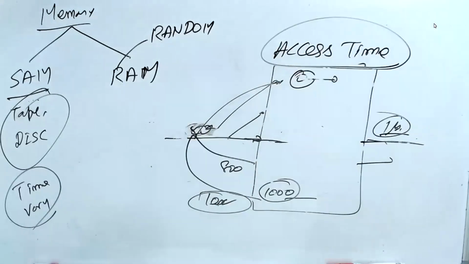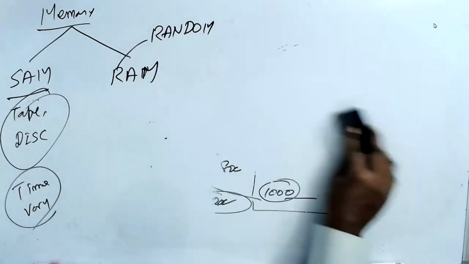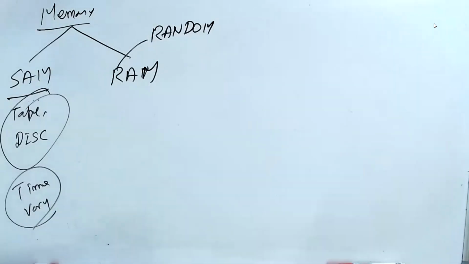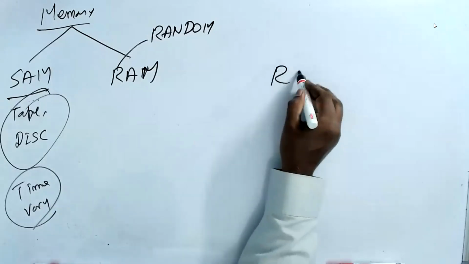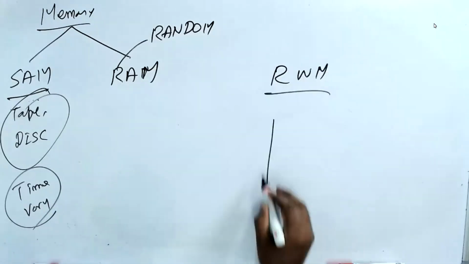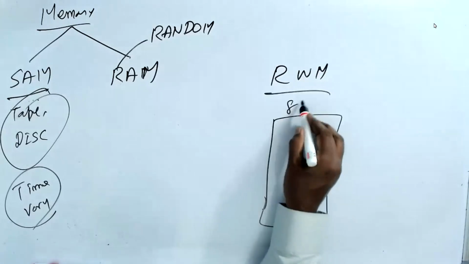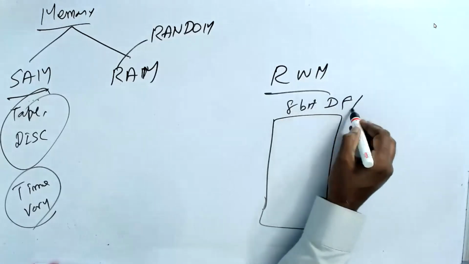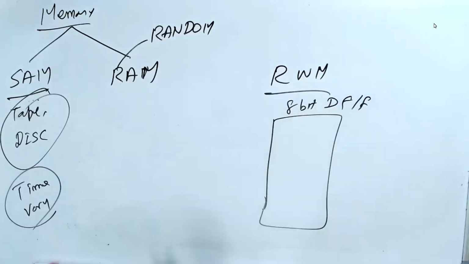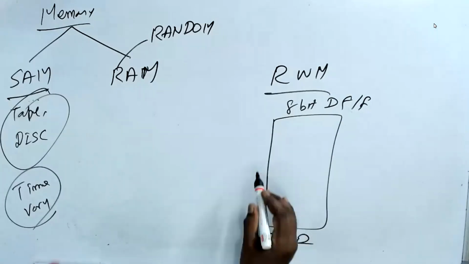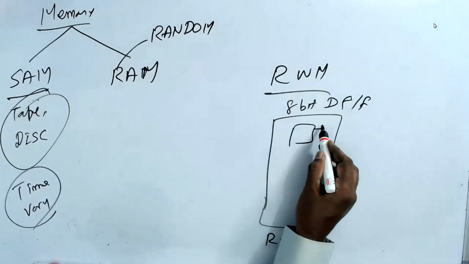We call it access time because you are accessing the data. So what the engineers wanted was to invent a RAM. But what they first found was read-write memory, which is your 8-bit D flip-flop. This is actually read-write memory. I can do read as well as write.